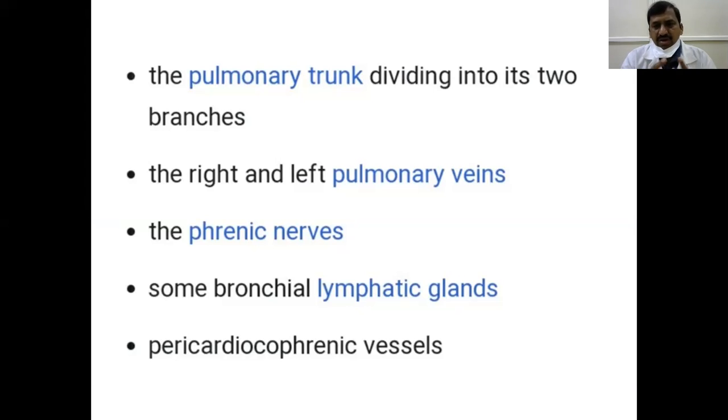And the right and left pulmonary veins. There are four pulmonary veins: on the right side there are two, and on the left side there are two. These are also contents of the middle mediastinum. Next, the phrenic nerve. It continues from the superior mediastinum, then enters the inferior mediastinum. Within the inferior mediastinum, it is a content of the middle mediastinum. Then some bronchial group of lymph nodes.